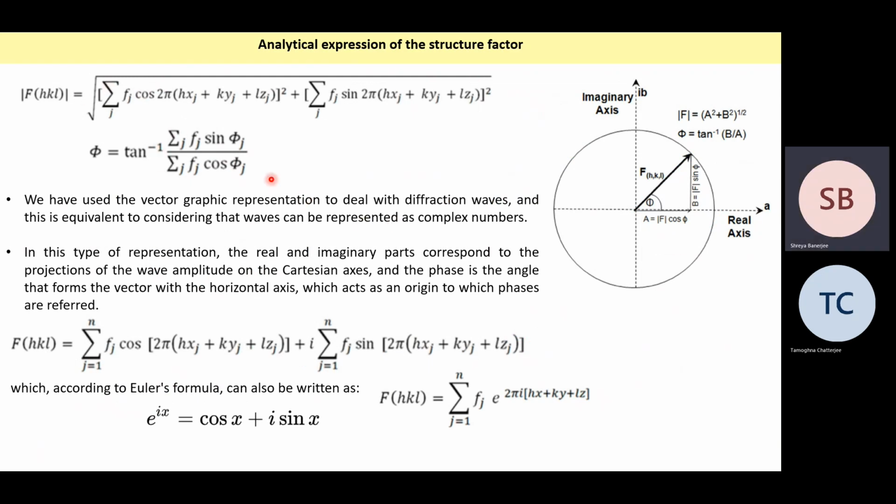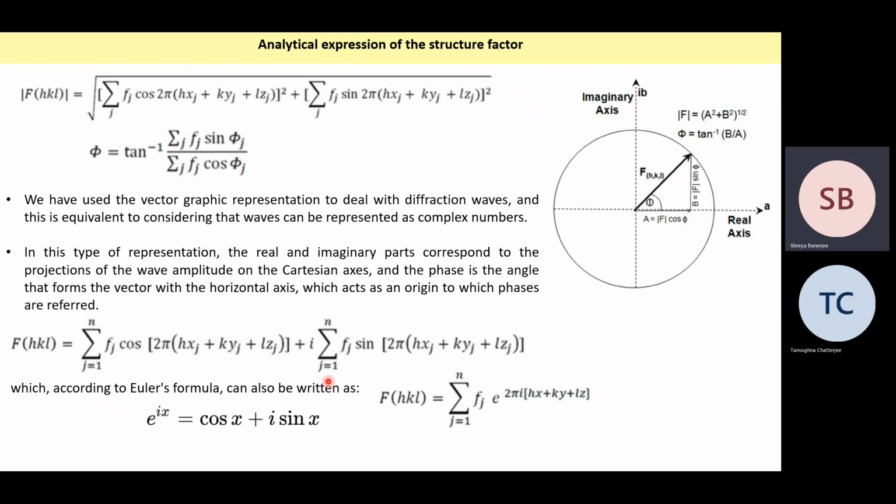So we have used vector representation to deal with the diffraction waves. The structure factor is F_hkl. The magnitude is shown by this arrow, and the phase is shown by the angle with the horizontal, which is phi. If you divide this into two components, the horizontal component will be F cos phi and the vertical component will be F sin phi.